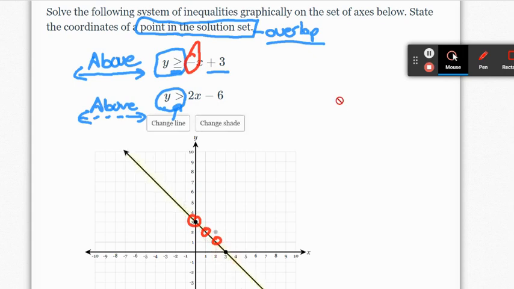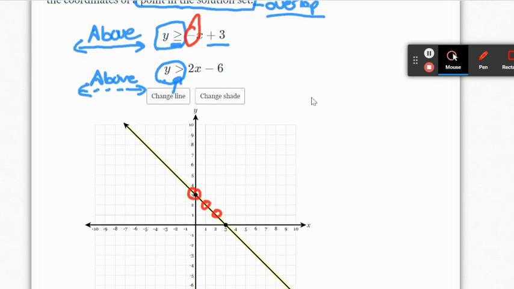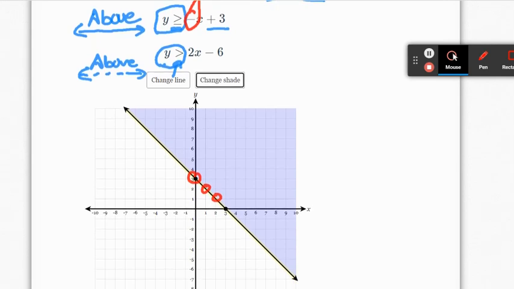And on that line right there, we are to keep it solid, but then shade above. So don't change the shade, change the line. If you change it to dash, make sure you change it back. And then change the shade to be above. And sure enough, above is pointing up to the positive y side of the y-axis.